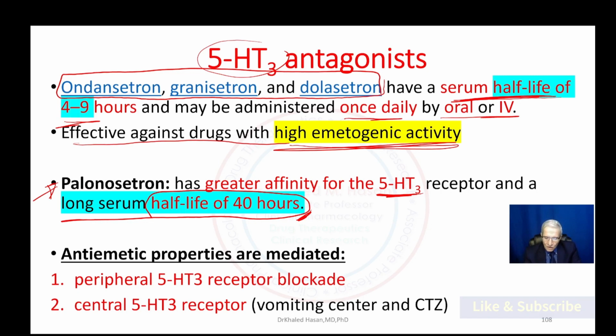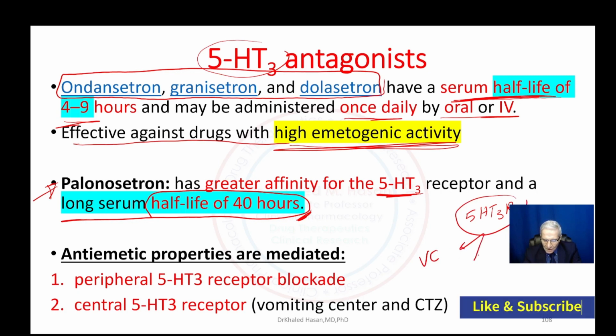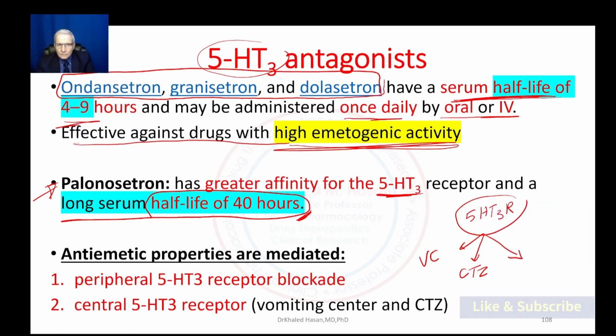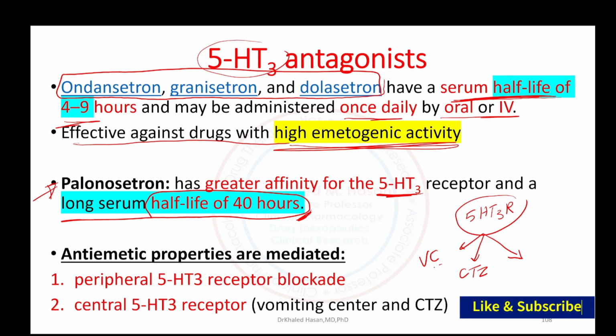How does this medication work? If you go back to the image at the beginning, we have the 5-HT3 receptor, and this receptor is available in the vomiting center and in the CTZ, the chemoreceptor trigger zone. What else? What is the number 3 here? Can we speak about the GI system?